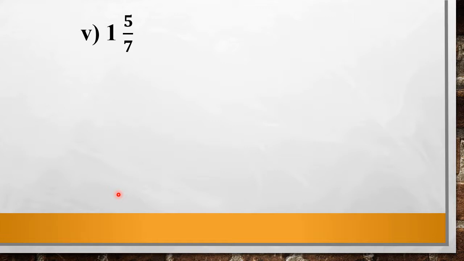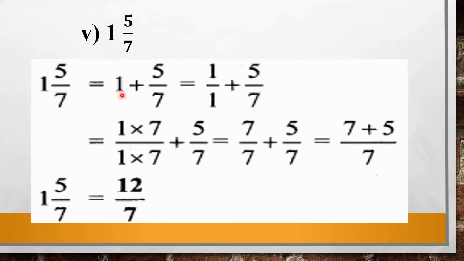Question number 5, 1 and 5 by 7. So here we will write like this, 1 plus 5 by 7. So denominator is not written, so 1 we will write as a denominator. So 1 by 1 plus 5 by 7. Now we have to keep our denominator same, so for 1 by 1 we will multiply both sides by 7. So 1 multiplied by 1 upon 1 multiplied by 7 plus 5 by 7. So 7 by 7 plus 5 by 7.